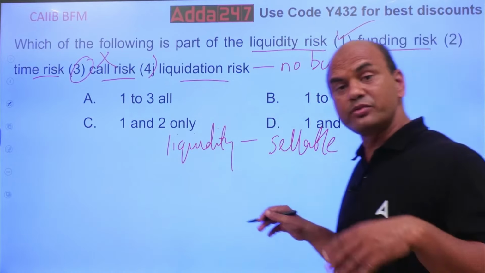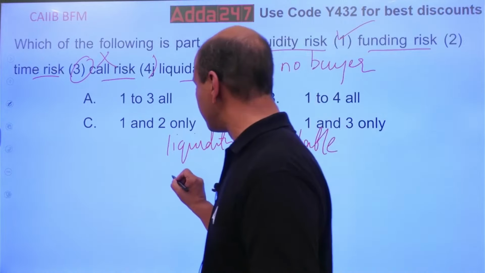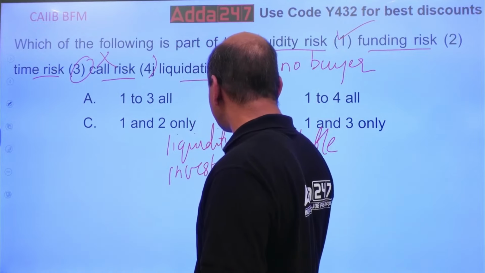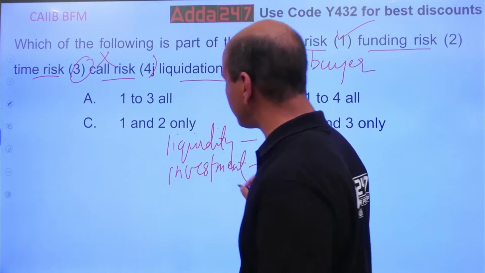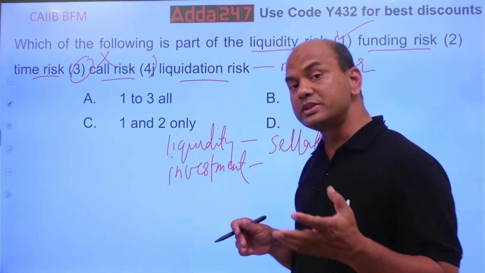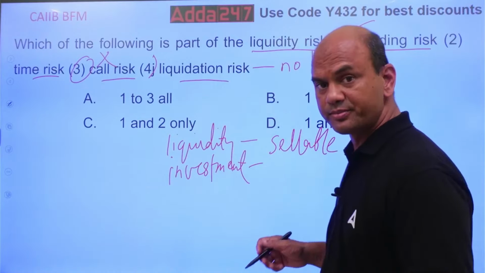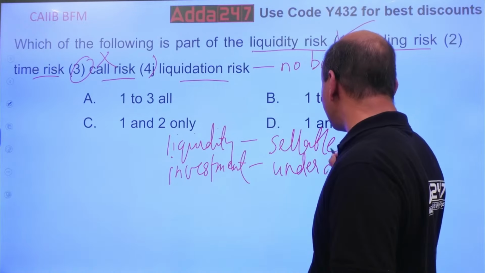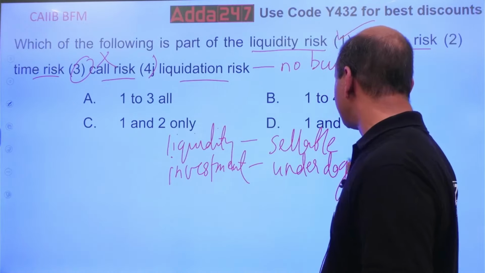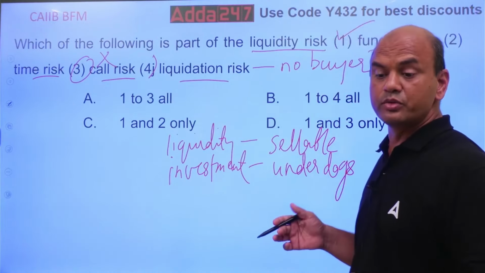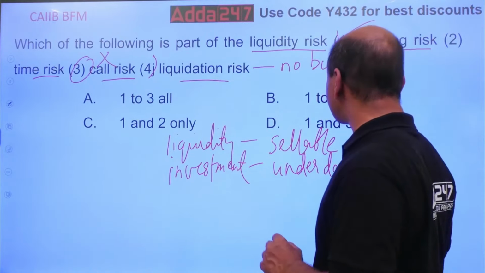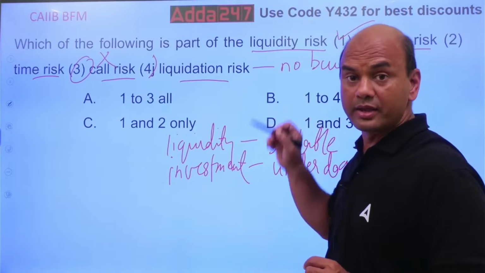If you are investing for the long term, in that case, what you should do is you must buy those which are underdogs. At that time, you'll buy underdogs. Underdogs means what? Those who don't have value right now, but further in future, they'll have the huge value. But that is for investing. That is not for your liquidity or trading.